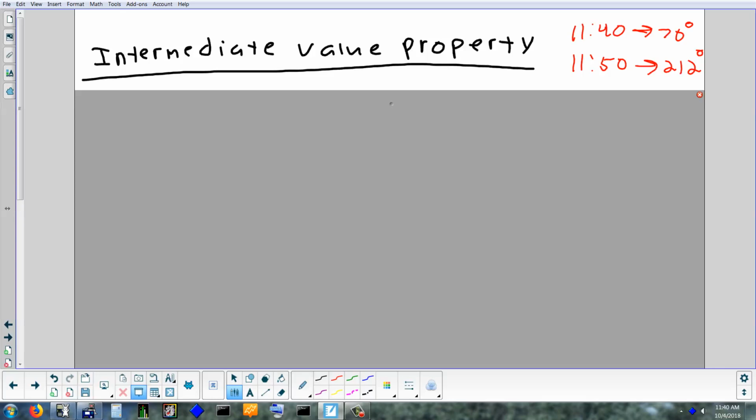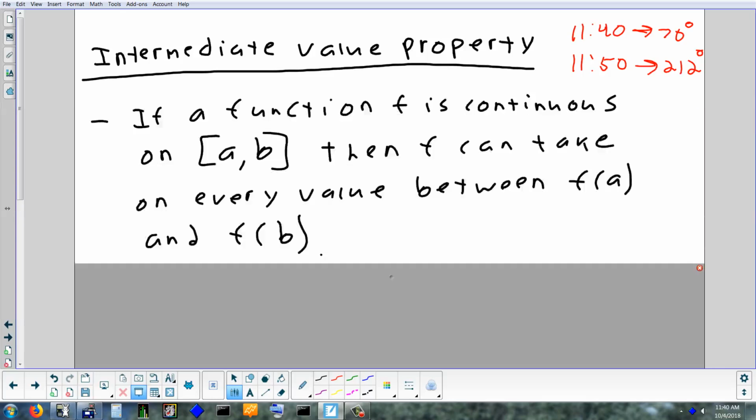It doesn't jump. It's not like if you put a thermometer in the water, it would all of a sudden say 70 and then say 100. No, it would say 70 and then 71, or however accurate your thermometer is. It would warm up gradually. Right? And that's what the intermediate value property says.